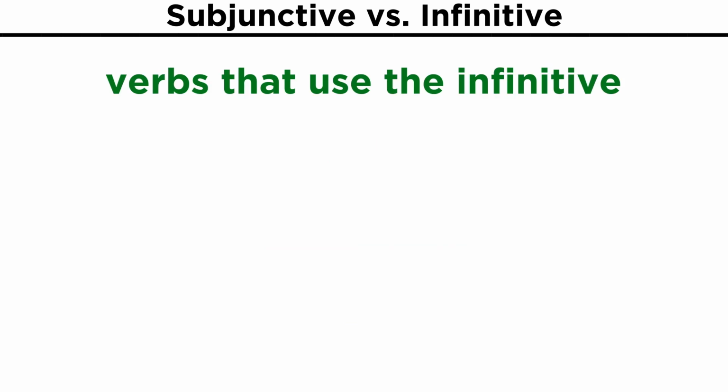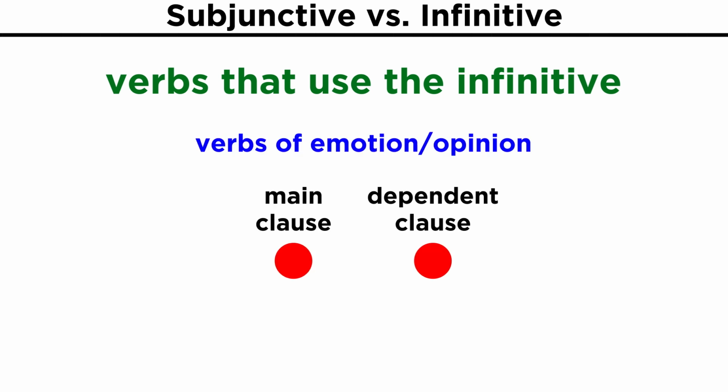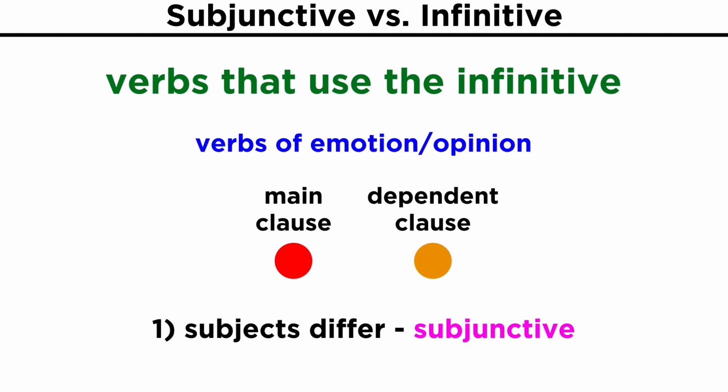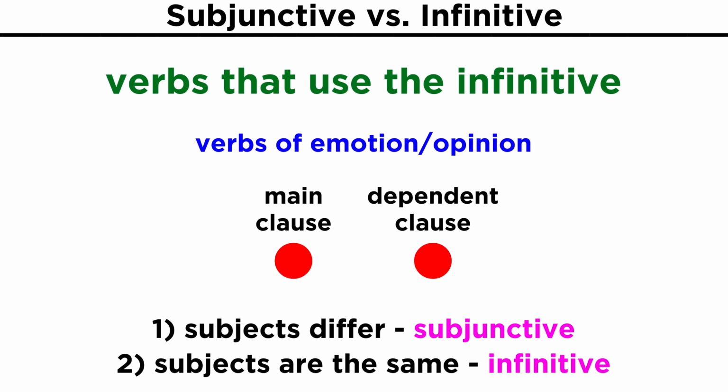But now the list of verbs that will use the infinitive will get much longer when we add other verbs of emotion and opinion when they are involved in sentences with a dependent clause that has the same subject as the main clause. Let's go over some examples of pairs of sentences where the only thing that changes from the first to the next is the subject of the dependent clause. In each first example, because it is different from the main subject, the subjunctive is used. And in each second example, because the subjects are the same, the infinitive is used.